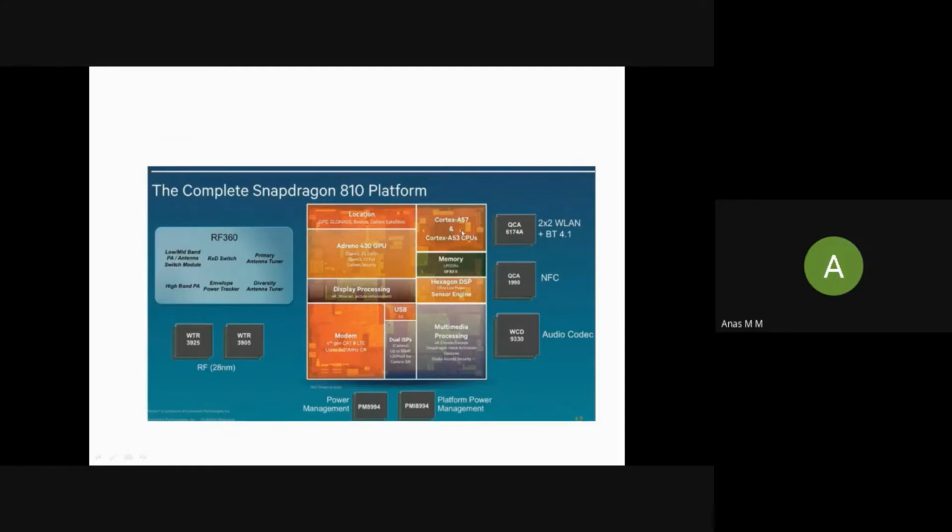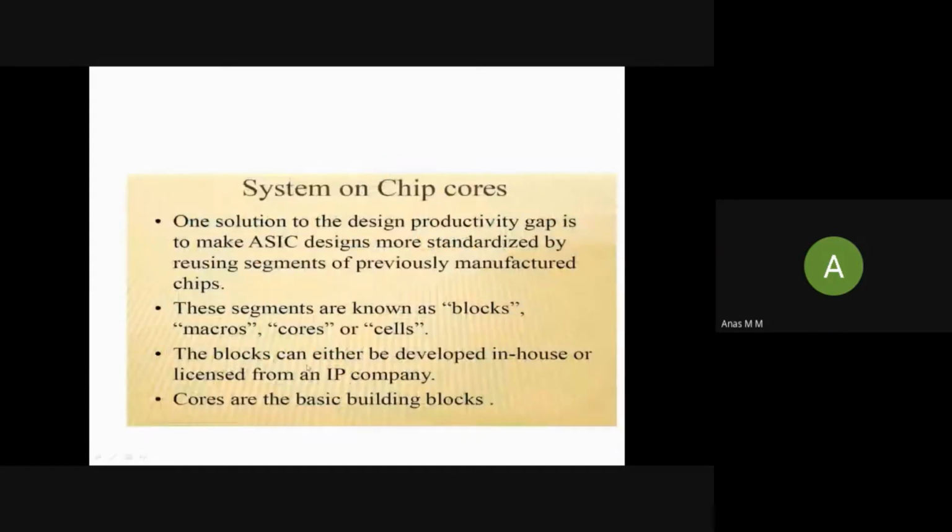Here you can find a Cortex processor IC. So here we can see IPs. The blocks are either developed in-house or licensed from an IP company. Qualcomm is not actually creating the IP for the processor. The processor IP is from ARM.